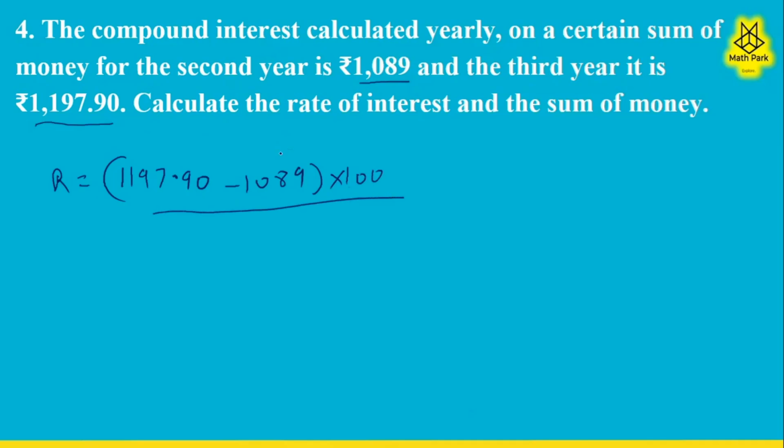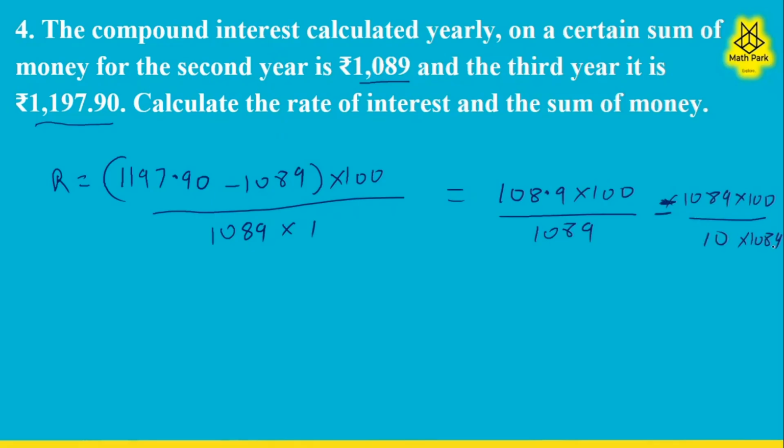For the second year, it was 1089. So the previous year we take, and the time period is 1. So difference of these two, 1197.90 minus 1089, you get 108.9 times 100 upon 1089. So removing the decimal, we get 1089 into 100. Since one decimal point, we take a denominator 10 and there was 1089. So this 1089 gets cancelled and we get the rate of interest as 10%.